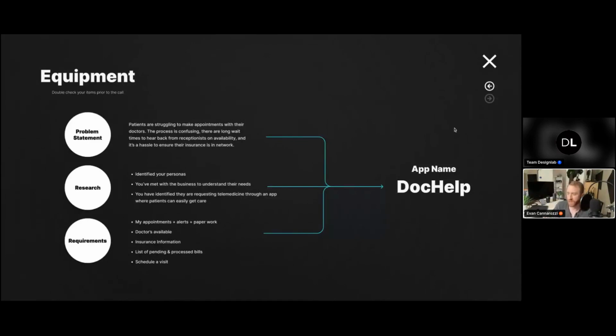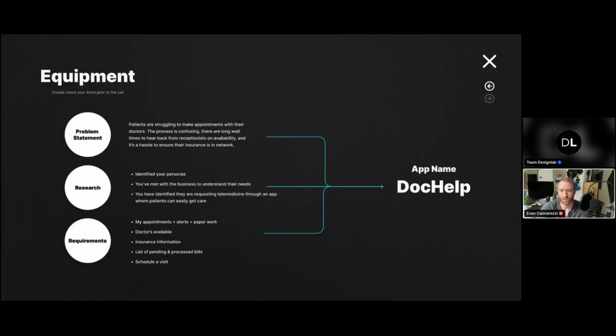Requirements, it looks like the end users care about the appointments. So they want to know when their appointments are. They want to know their paperwork. So they basically want to make sure that they don't have to do anything in person. They want to do all their paperwork online, right? So it's easy for them. Doctors available. They want to know the doctors that are available in their network, and they want to know insurance information. So that's easily accessible to send to providers. They also care about a list of their bills and scheduling a visit, right? So a bunch of stuff, but these essentially are going to be our components that we're going to use to build a landing page.